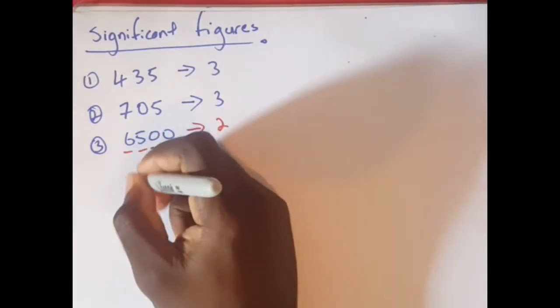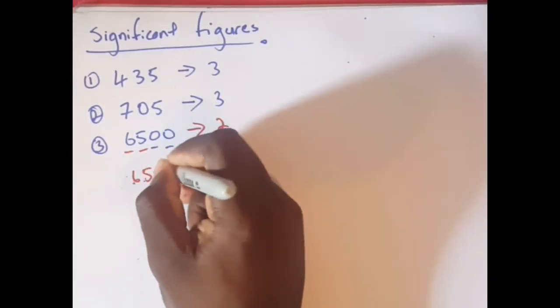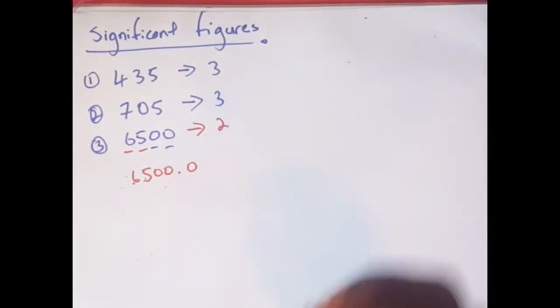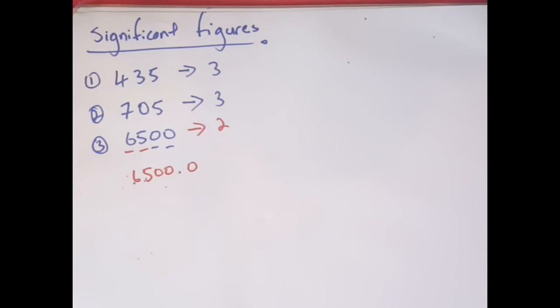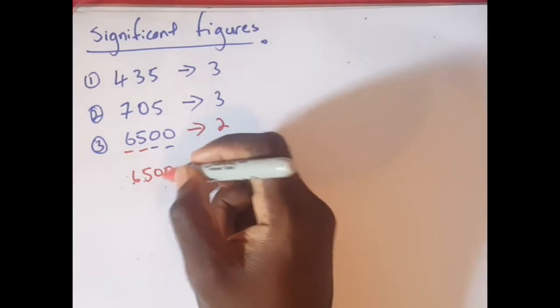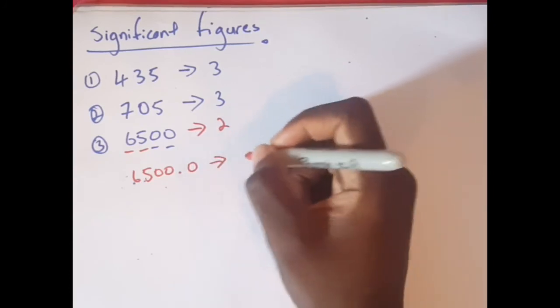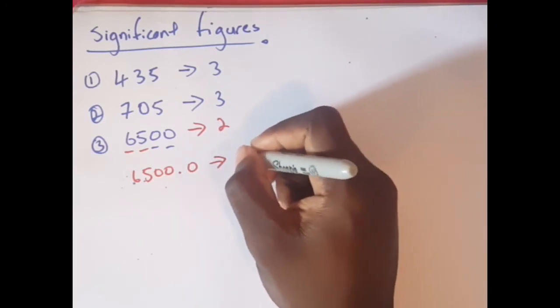But if I add 6500.0, the decimal point would change this. Now these trailing zeros would be significant, so this here would be 5 sig figs.